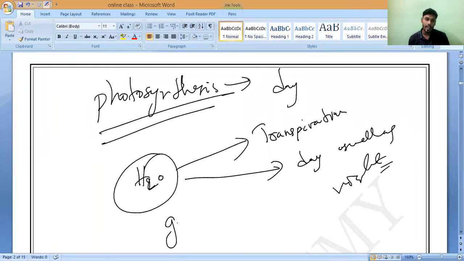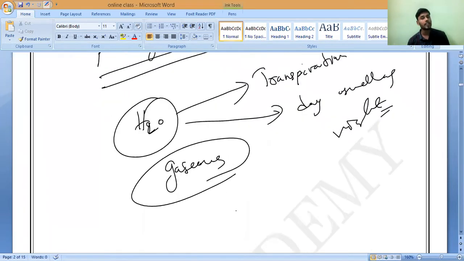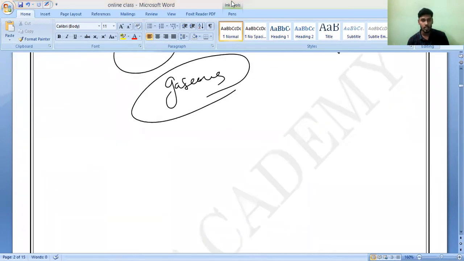The waste of gaseous exchange. So let us discuss: is it only the plants that are producing gaseous waste? Is any other waste being produced or not? That is our question now. So now let us come to here.